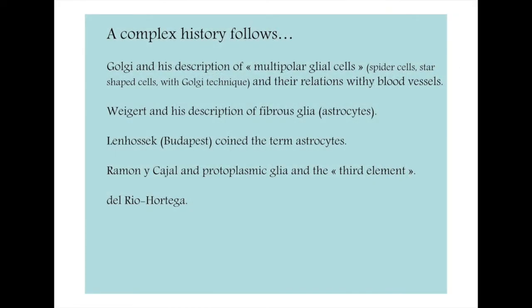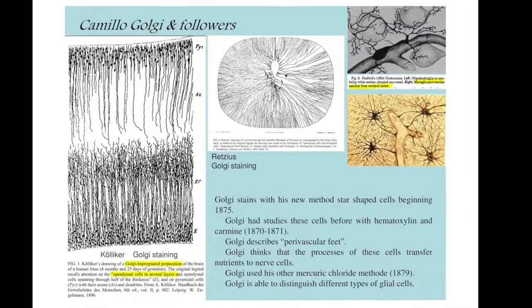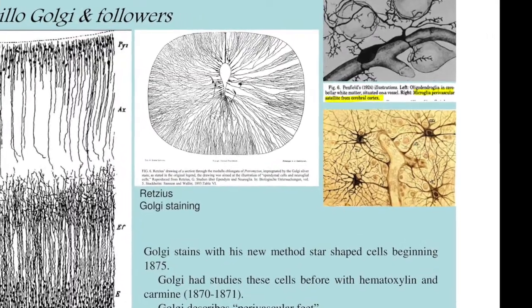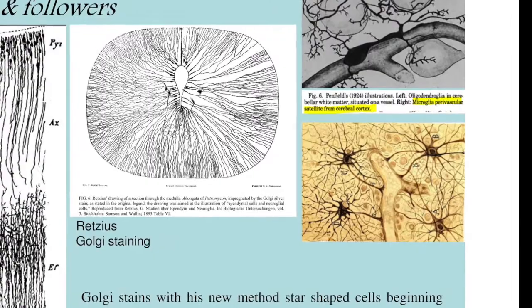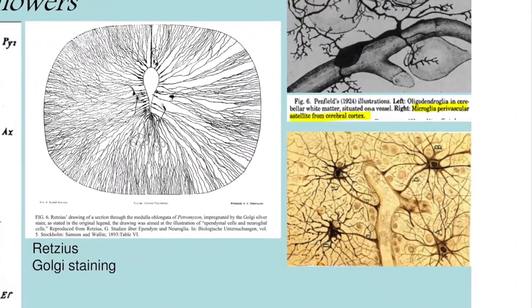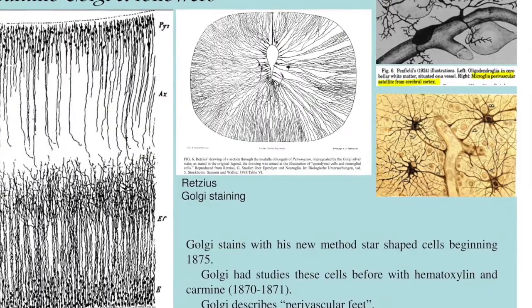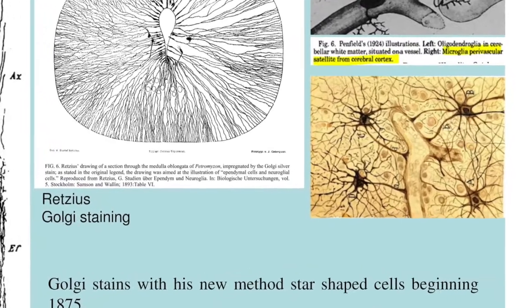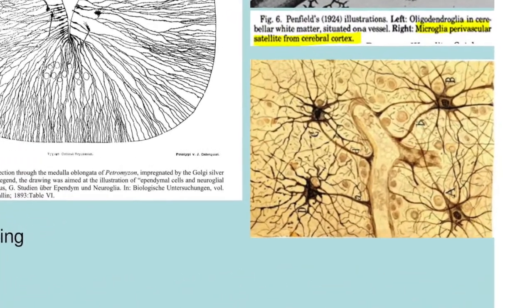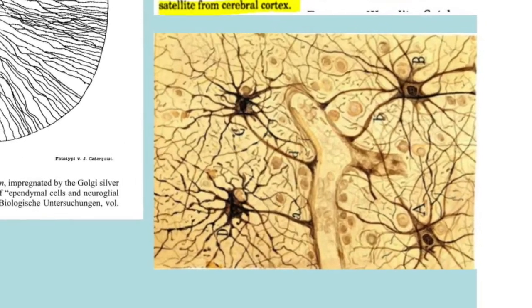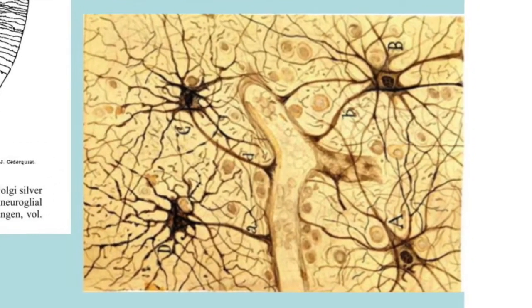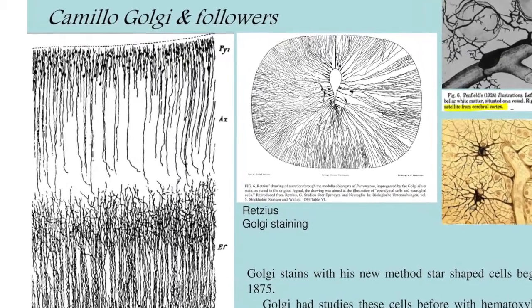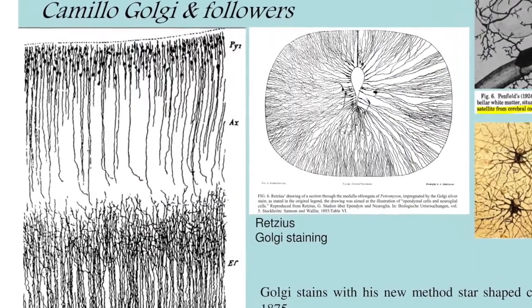Camillo Golgi described cells resembling spiders between nerve cells. He considered them as a kind of glial cells. He called them multipolar glial cells. Golgi used a new method to stain these cells in 1875, but he had studied these cells before with hematoxylin and carmine in 1870 and 1871. Golgi could describe perivascular feet as glial cell processes. He thought these processes transfer nutrients to nerve cells from the blood. He also used his other mercury chloride method in 1879, and he was able to distinguish other different types of glial cells.